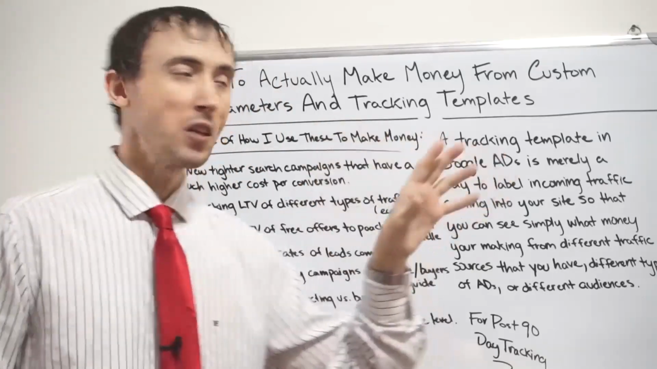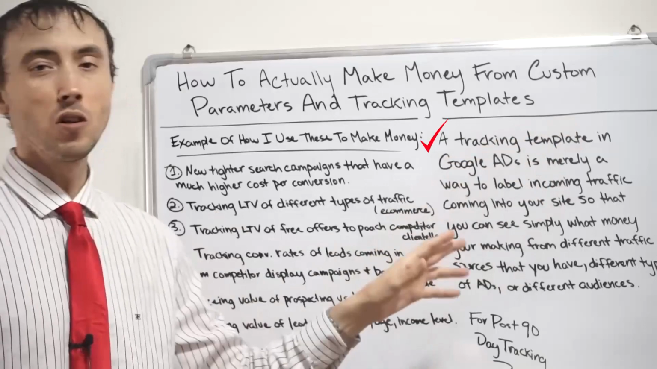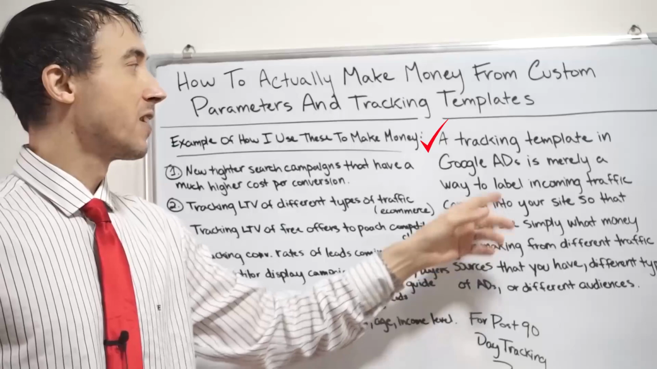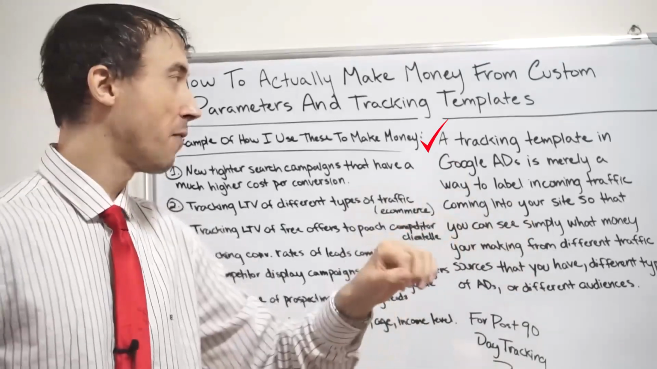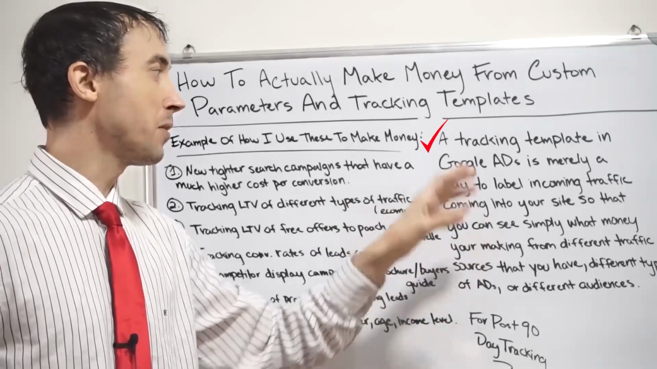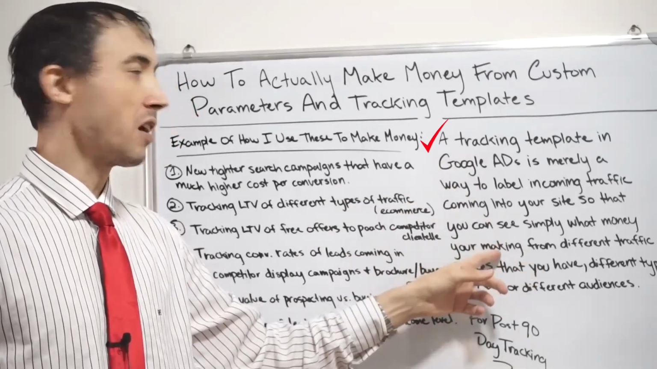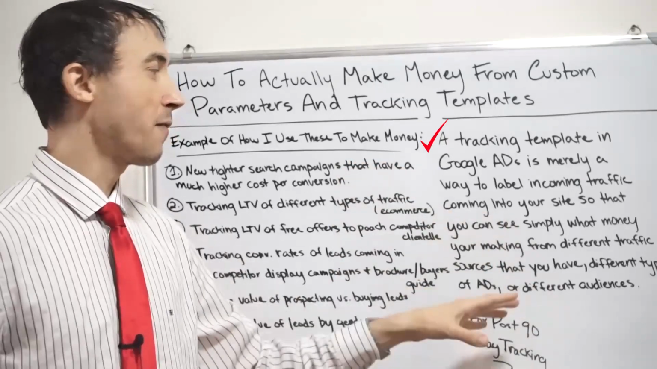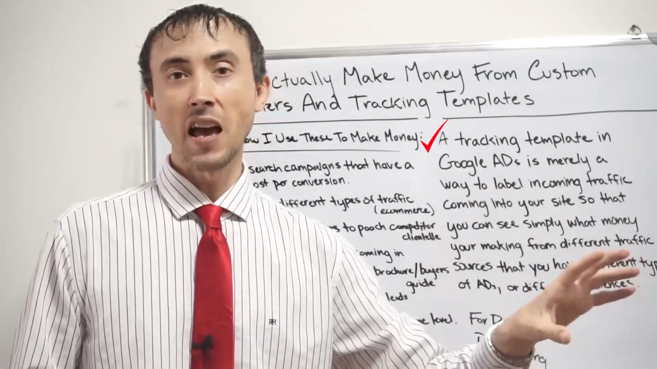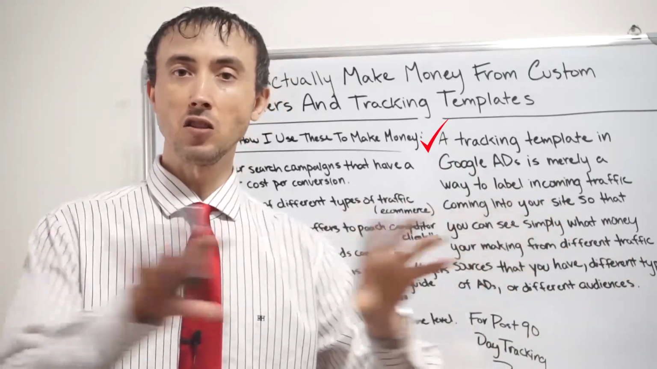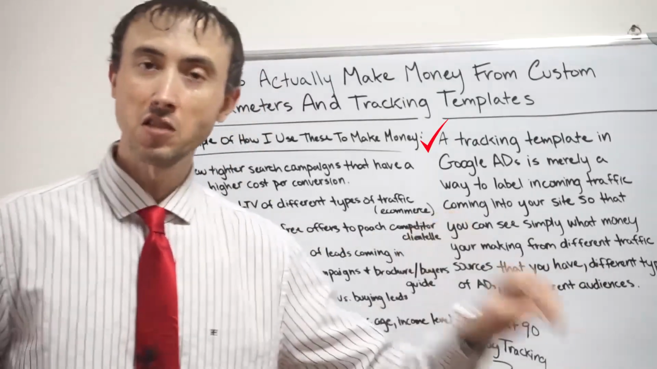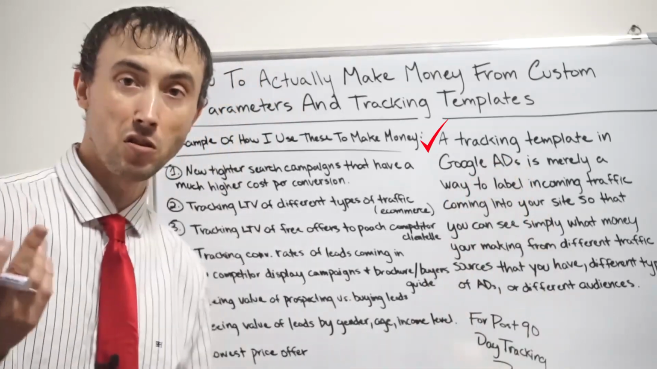So first things first here, a tracking template in Google Ads, just to cut out all the bullshit, is merely a way to label incoming traffic from your Google Ads account so that you could simply see what money you're making from different traffic sources that you may have, which might mean looking at Google Display versus Google Search Ads, comparing the two, or you have different types of ads that you could determine one ad versus another ad if you wanted to.